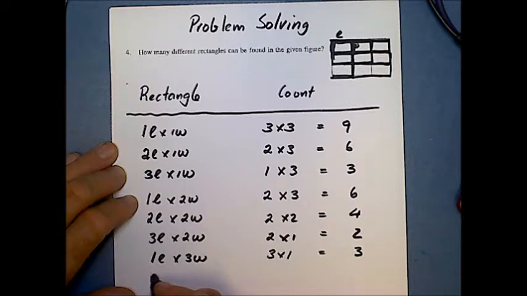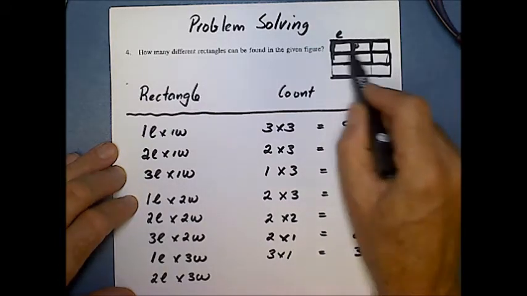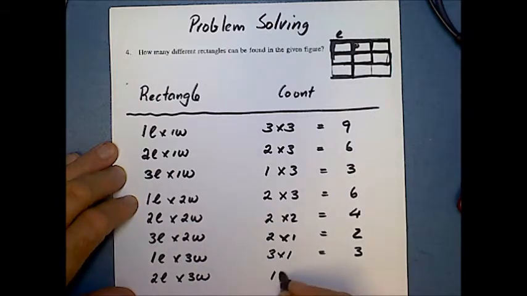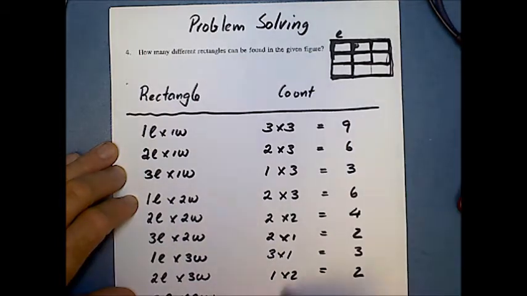The next size rectangle is 2 lengths by 3 widths. And for 2 lengths by 3 widths, we can see there's going to be 1, and coming down 1 we have 2, so it's 1 by 2, which is equal to 2. And finally, for 3 lengths times 3 widths, that's the largest rectangle that we have, and there is 1 times 1 of those, which is equal to 1.